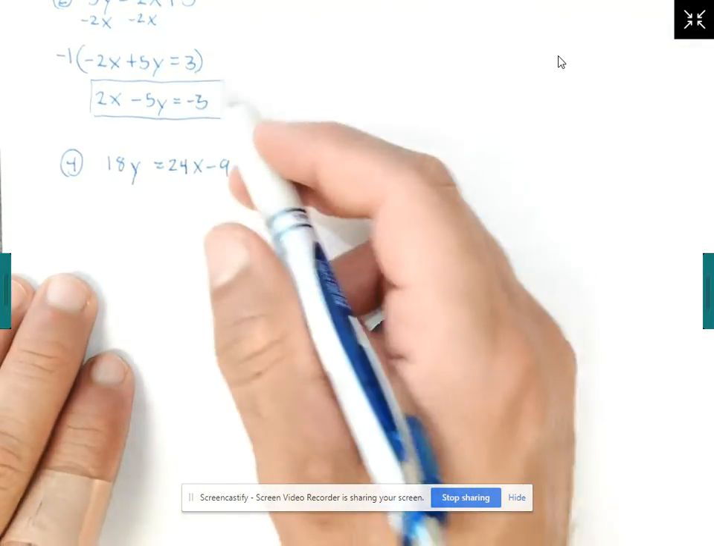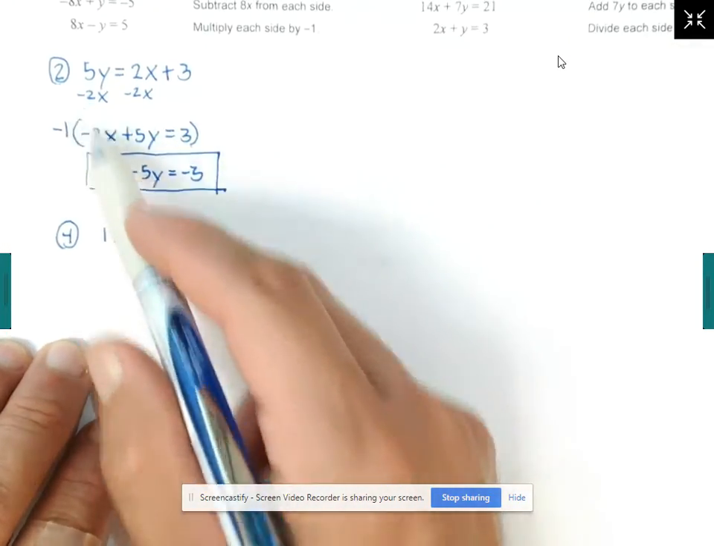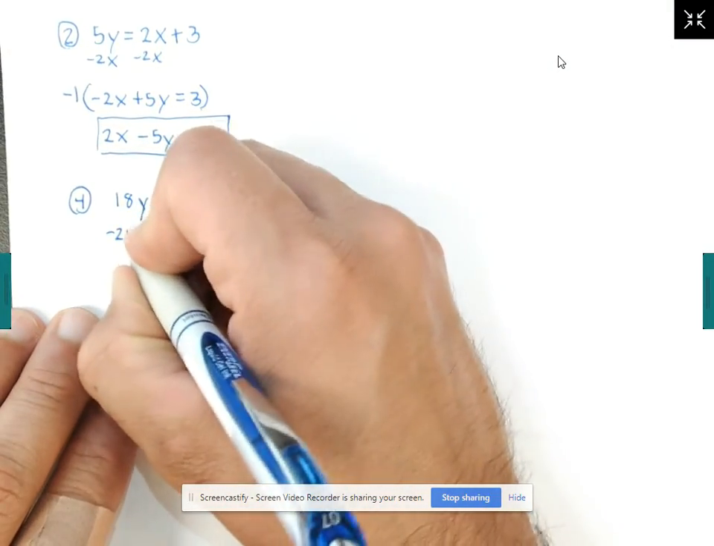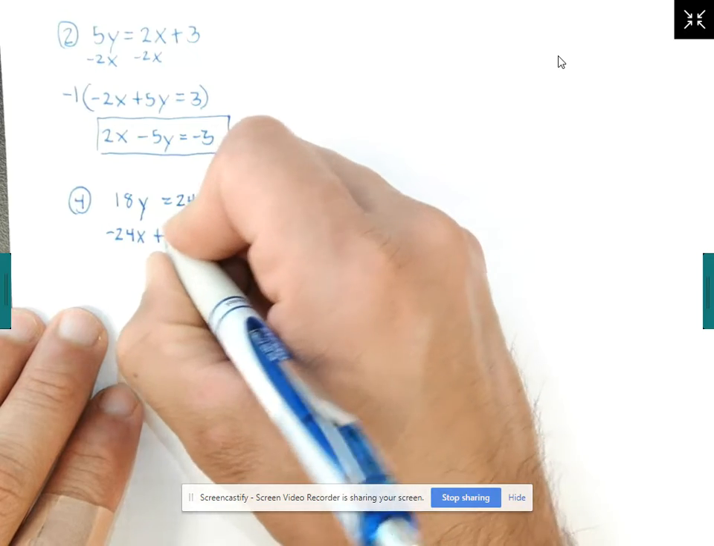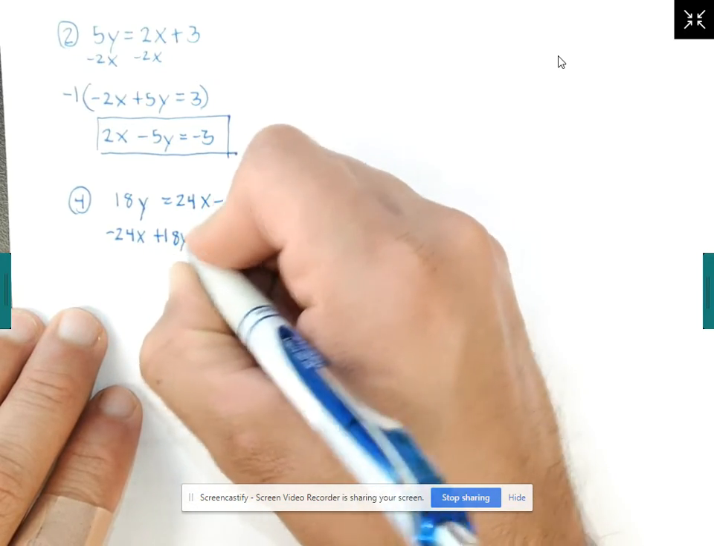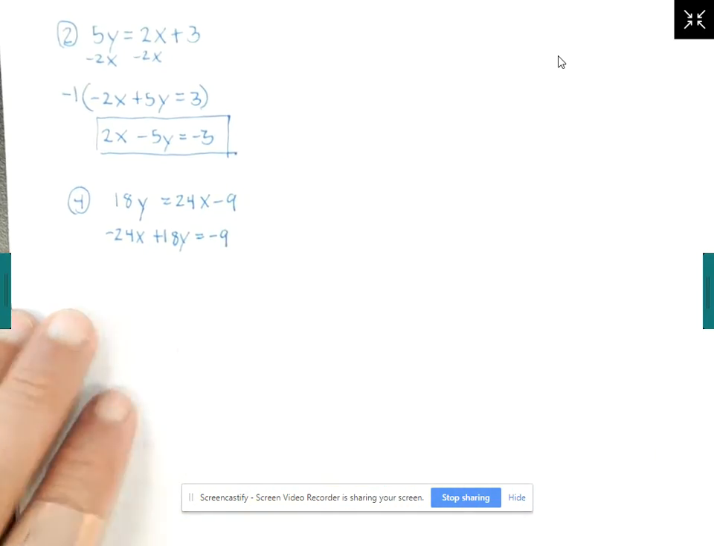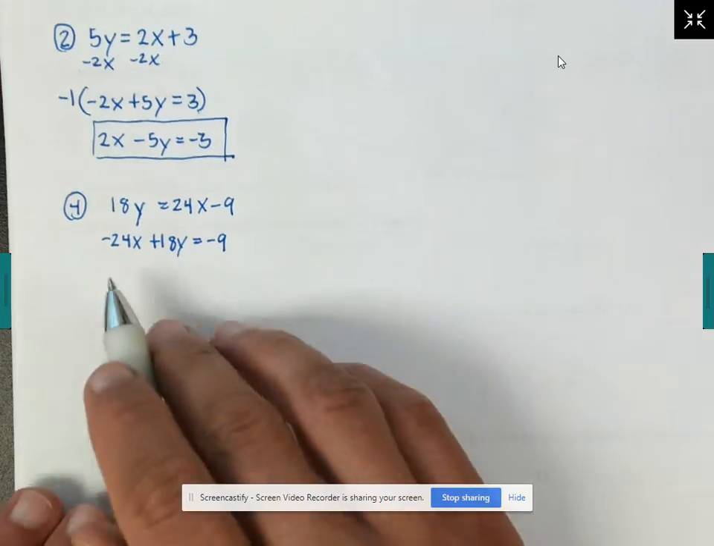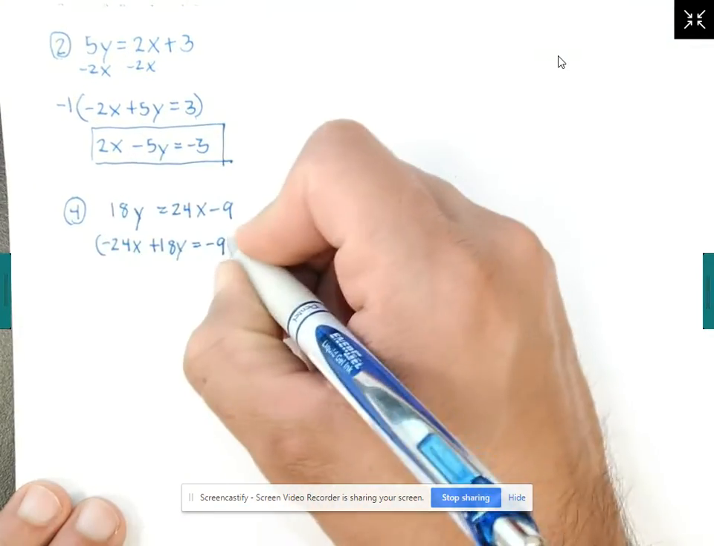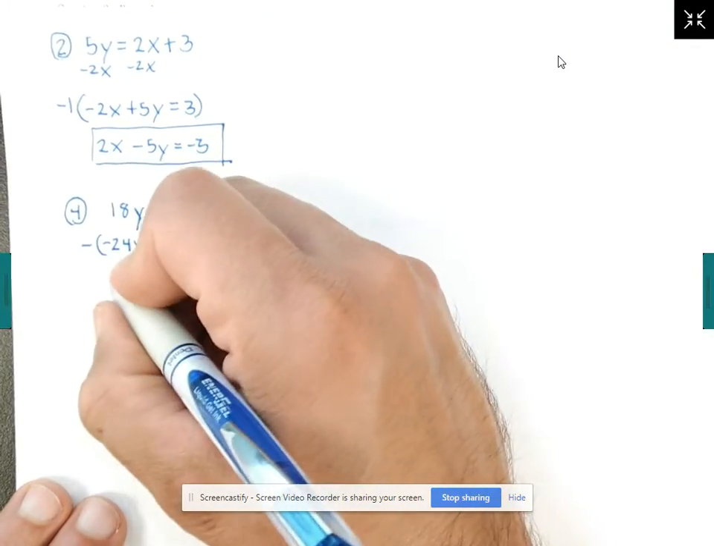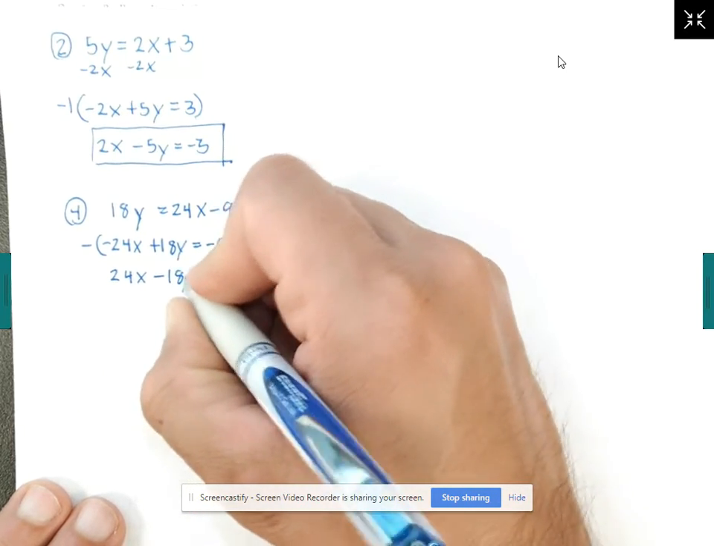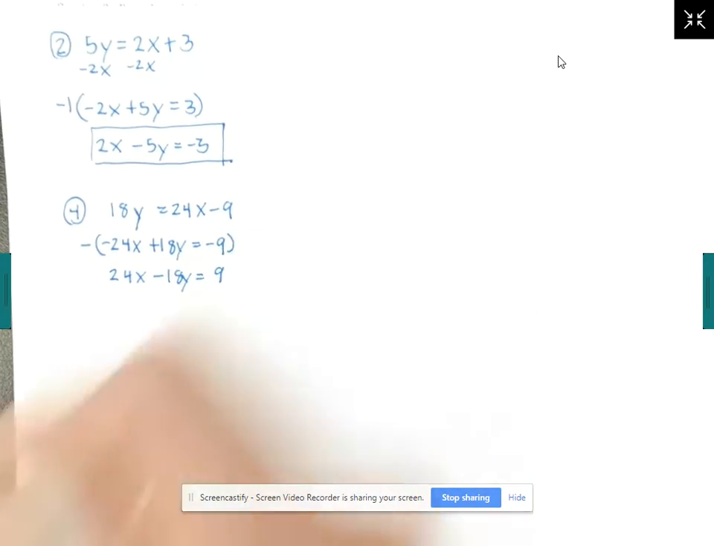So I'm going to do it just like I did up here, right? I'm going to subtract the 24x, but they're not like terms, so all I can do is just rewrite it like this. So that's what I got. Now, at this point, I don't want the x to be negative, so yes, I can multiply by a negative. And that's going to give me 24x minus 18y is equal to positive 9.